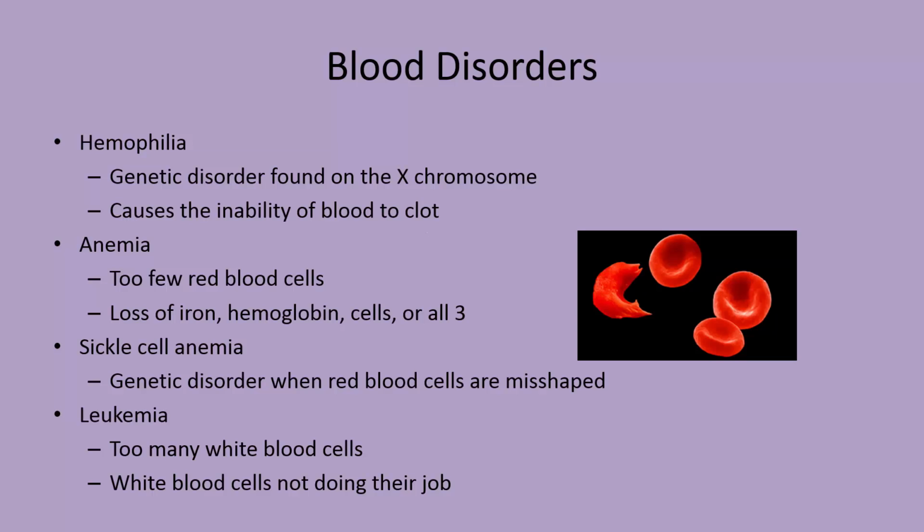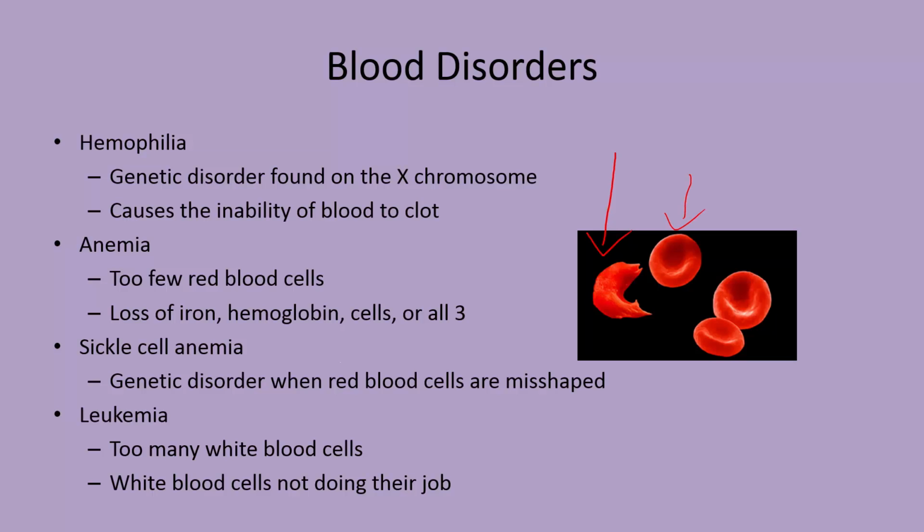Then we have anemia, and that just means too few red blood cells. Again, that's due to a loss of iron, or something's wrong with their hemoglobin beyond the loss of iron, or there are not enough cells in general, or a combination of all three. Then you have your sickle cell anemia, and this is a picture, an electron microscope image of a sickle cell. This is a normal red blood cell.